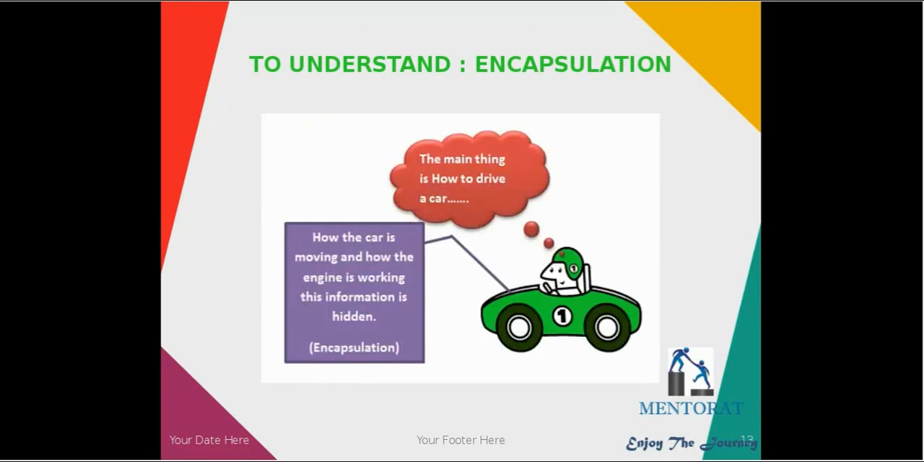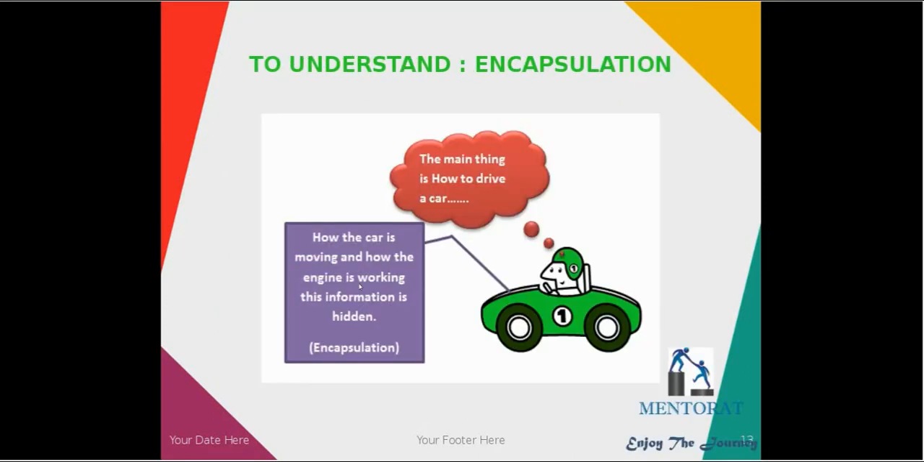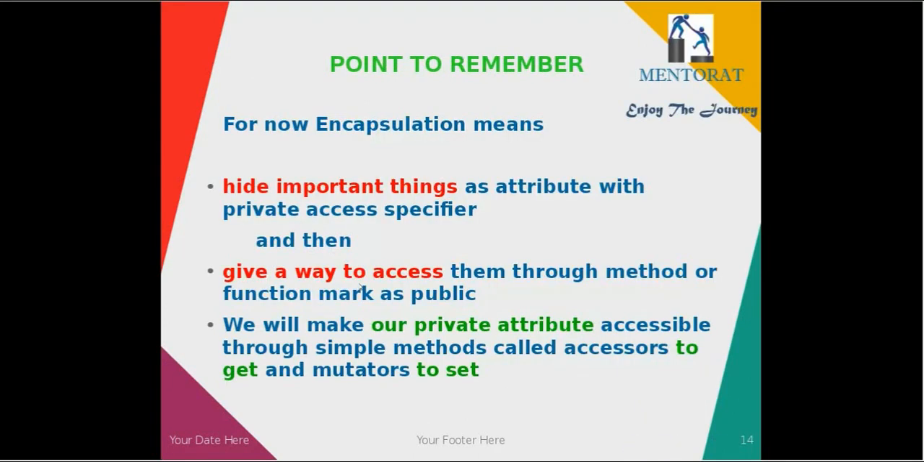Like a car, you don't need to know how it works when you turn the key. You just drive the car. You have all the interface that helps you drive the car and you just use that. Encapsulation for now will mean hiding important things, such as attributes, with the private access specifier, and then giving a way to access them through methods or functions marked as public. We'll make our attributes private, accessible through simple methods called accessor, getter, and mutator, setter. Fine, let's go.